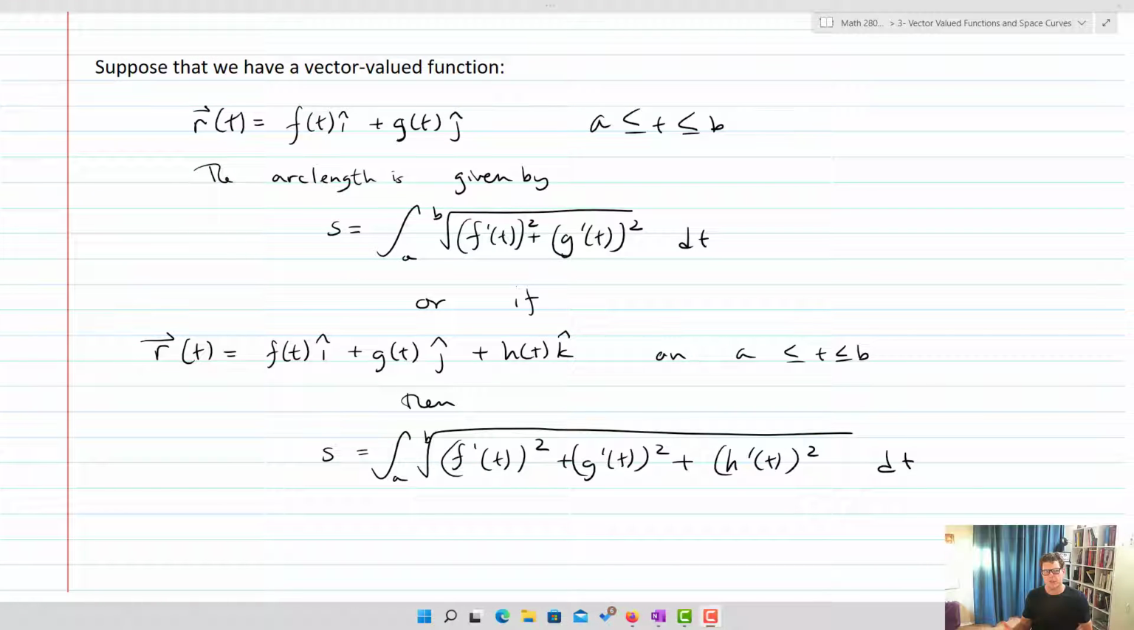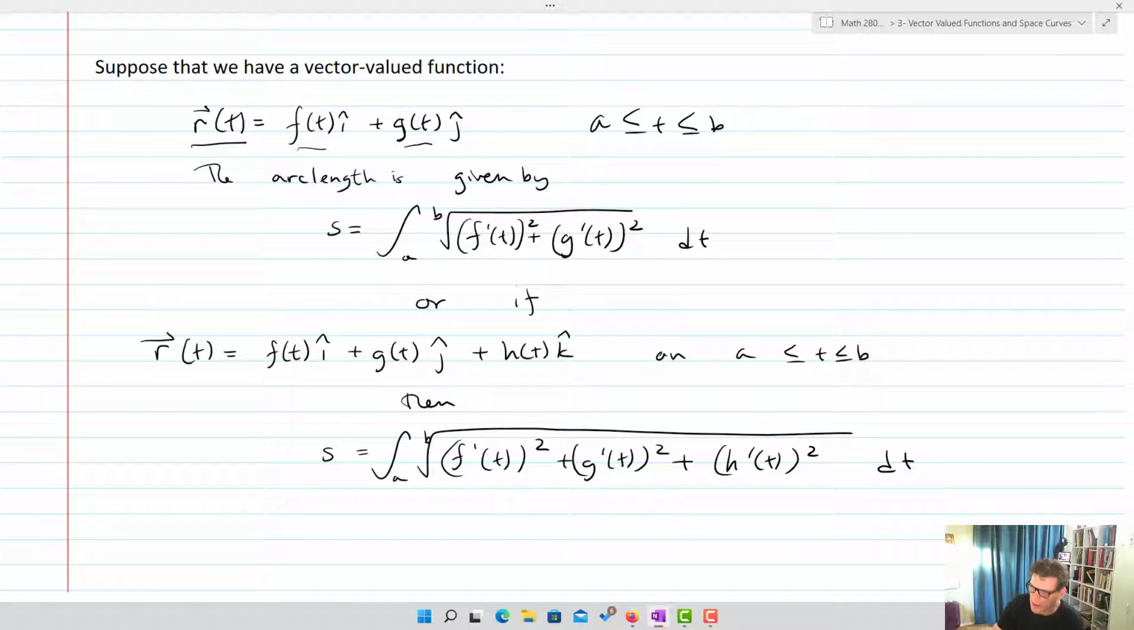So let's now use this relationship in order to talk about vector valued functions and how we find the arc length of vector valued functions on an interval of t from what we'll call a to b. Let's suppose that we do have a vector valued function r of t, in 2 dimensions, defined as f of t i plus g of t j. And our t is going to go from a to b.